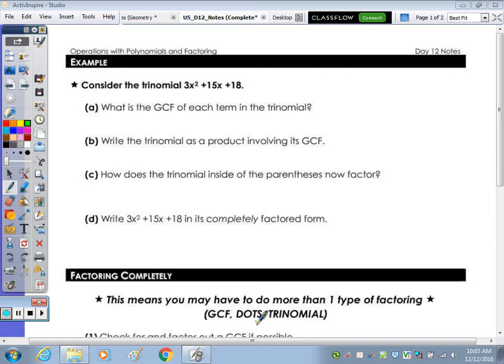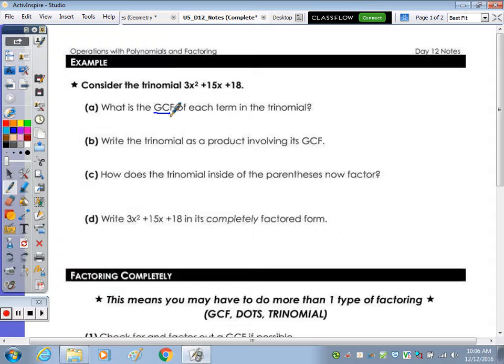So today we're going to put all of the factoring together, and we finish the unit with factoring completely. If we take a look at the example at the top of the page, it says consider the trinomial 3x squared plus 15x plus 18. A, what is the GCF of each term in the trinomial?